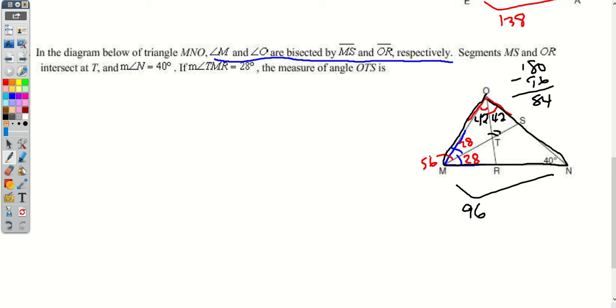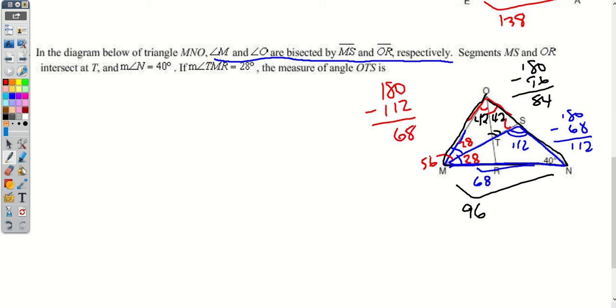Okay. There's another triangle right here. See it? And I have angles 28 and 40. So these two angles add to 68. So this guy is 180 minus 68, which is 112. So now I can get the angle next door to that one. All right. So 180 minus 112, right, is 68. So that's the measure of this angle.